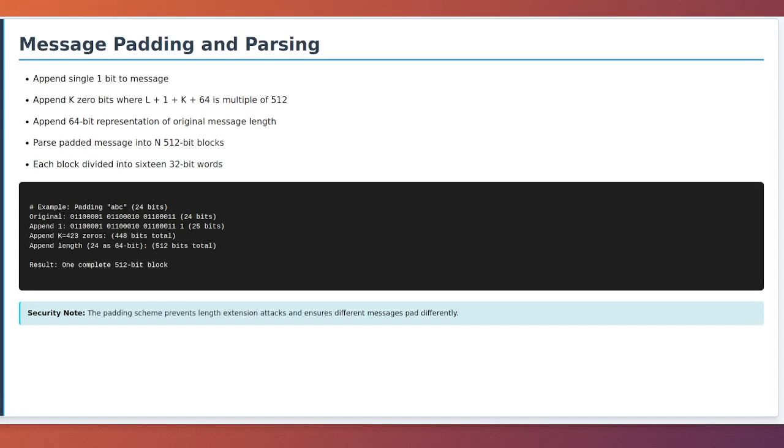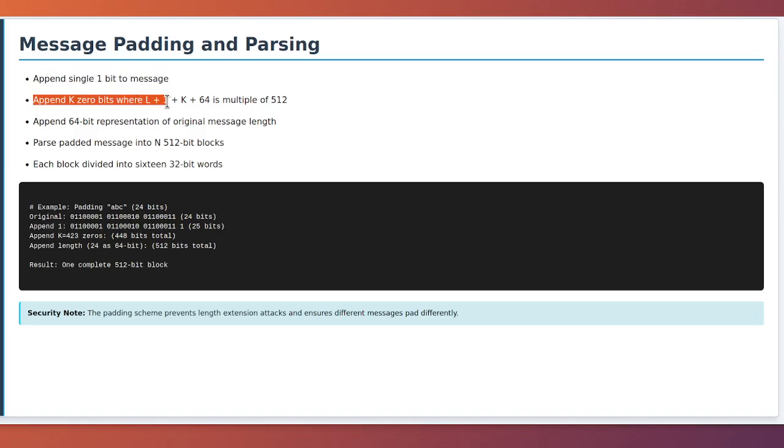Message padding and parsing. Let's dive into the first concrete steps of SHA-256, the message padding and parsing. This might seem like a boring administrative detail, but the padding scheme is crucial for security. Here is exactly how padding works. Suppose your message, M, has a length of L bits. First, append a single 1 bit to the end of your message. Your message is now L plus 1 bits long.